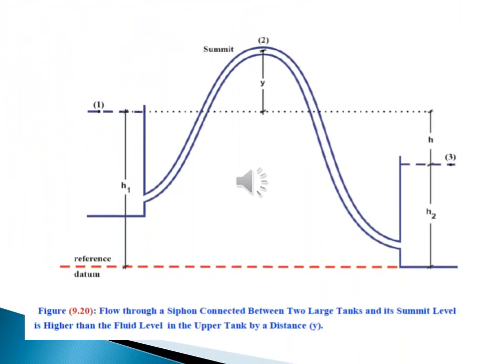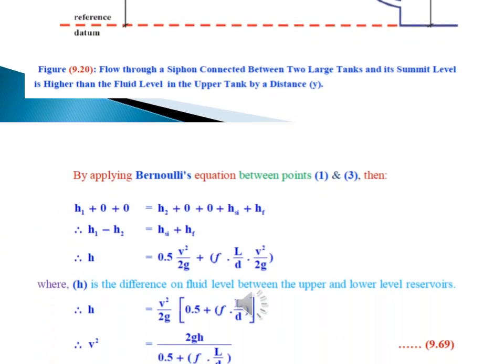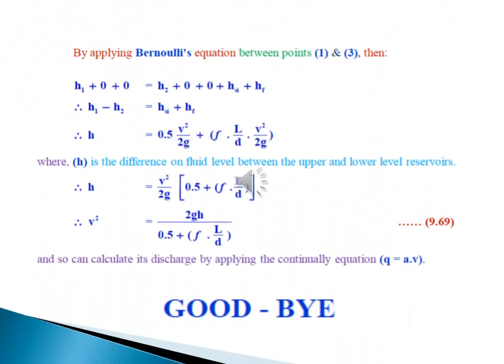Figure showing flow through a siphon connected between two large tanks, and its summit level is higher than the fluid level in the upper tank by a distance y, as shown in front of you. My dear, in the same way, by applying Bernoulli's equation between points 1 and 3, you can calculate the head losses between the 2 points and also the velocity of flow, as shown in front of you.